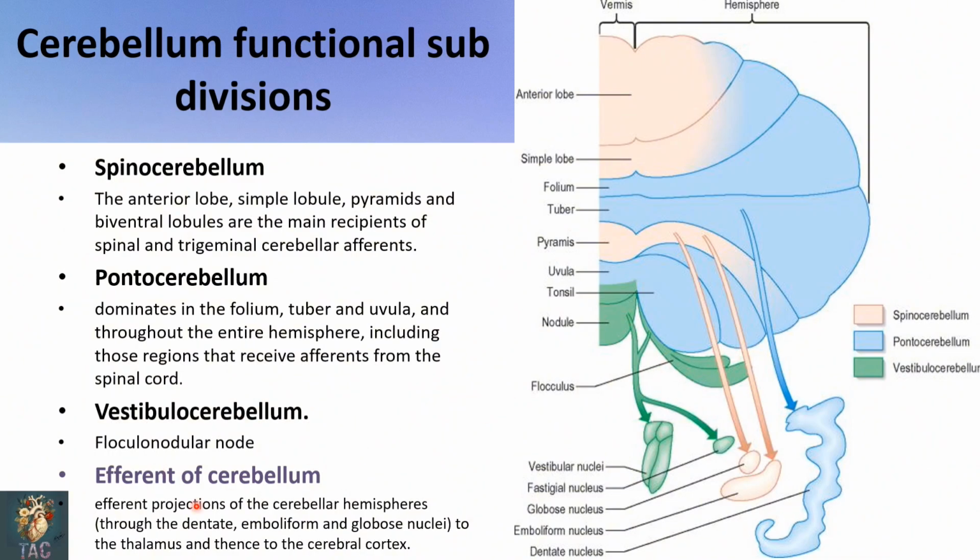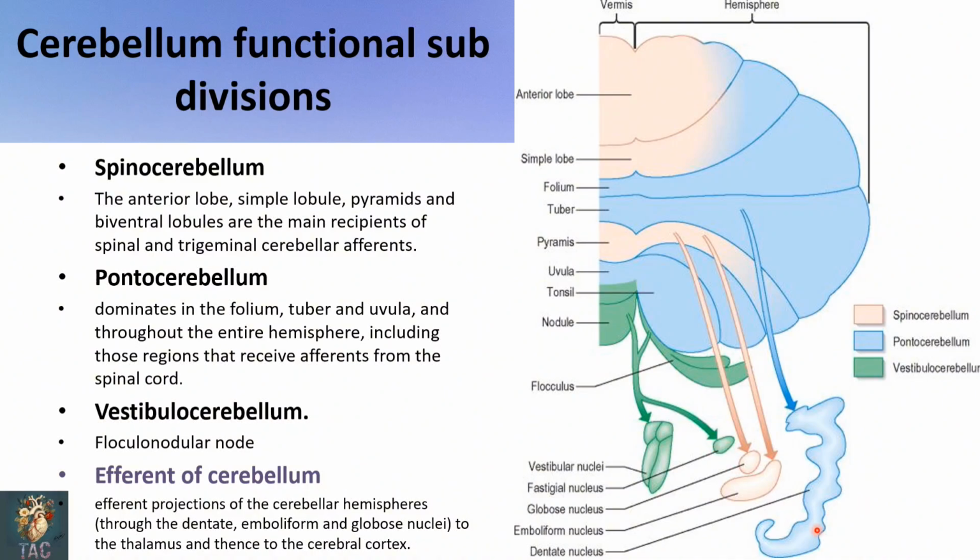And then the efferent projection of the cerebellar hemisphere goes through the dentate, emboliform, and globose nuclei to the thalamus, and then to the cerebral cortex. So there are four deep nuclei present: the dentate nucleus, the emboliform nucleus, the globose nucleus, and the fastigial.